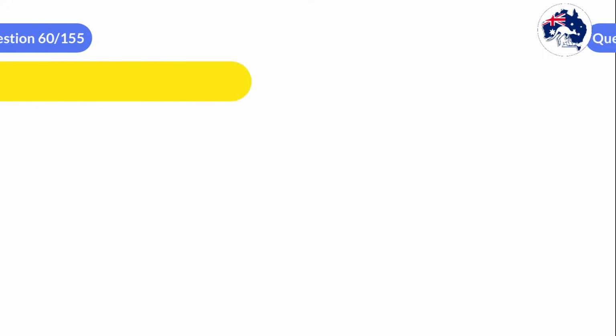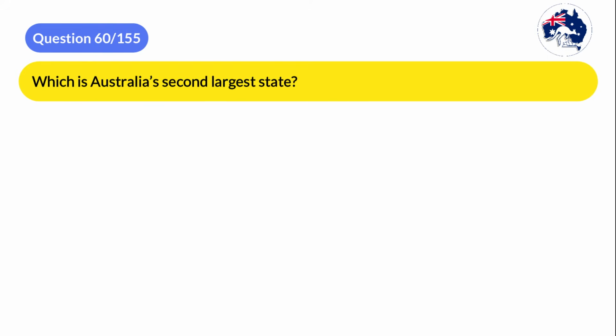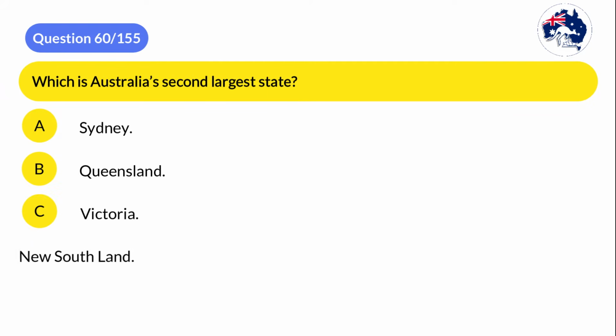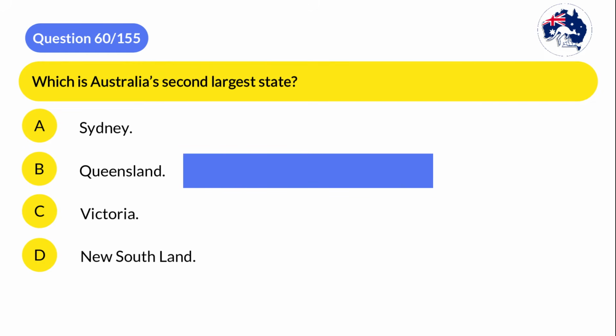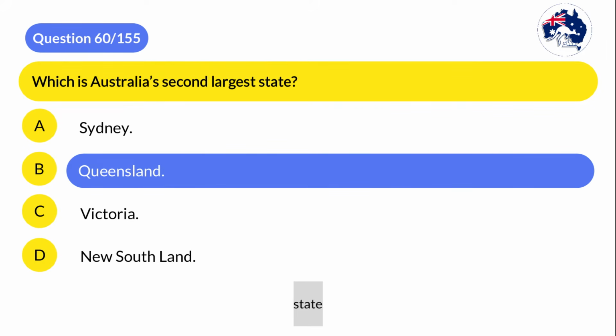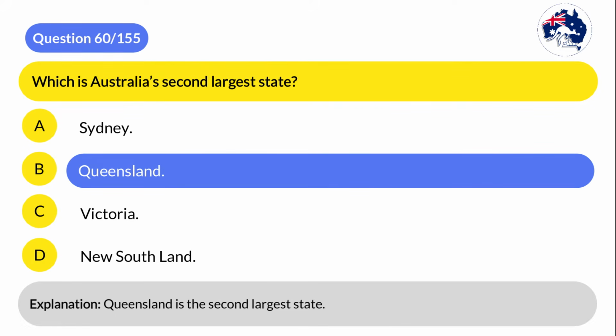Question 60. Which is Australia's second largest state? A. Sydney. B. Queensland. C. Victoria. D. New South Land. The correct answer is B. Queensland. Explanation: Queensland is the second largest state.